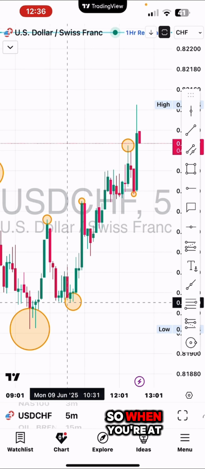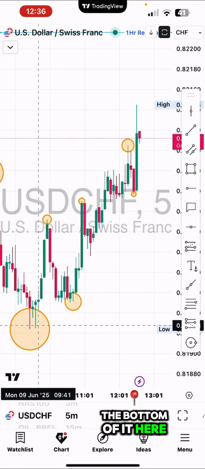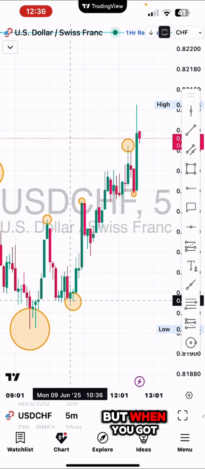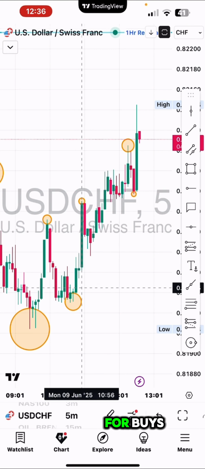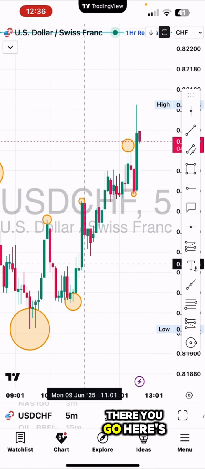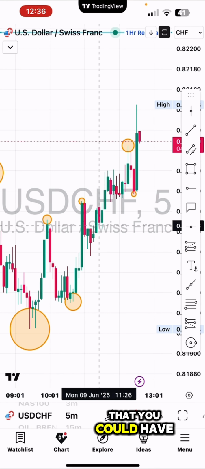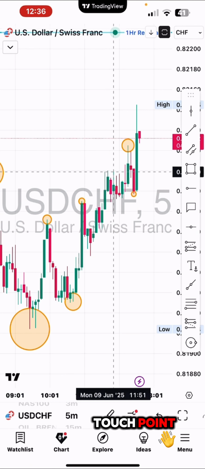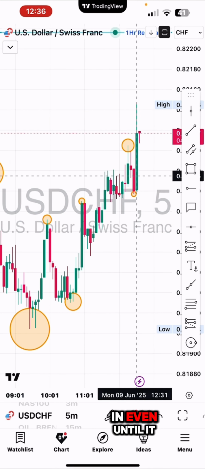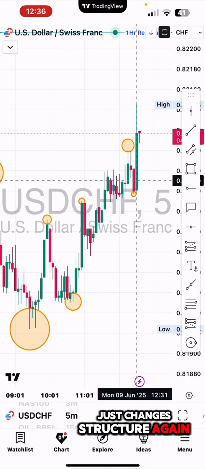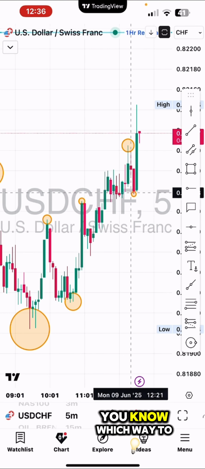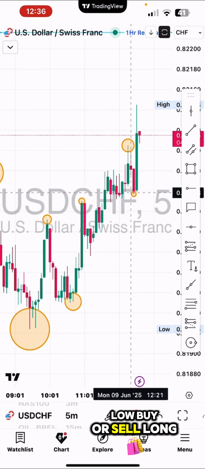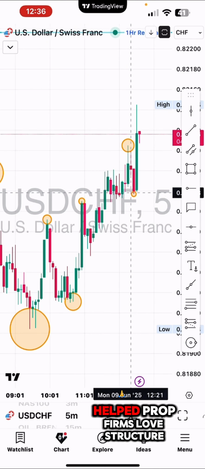So when you're at the bottom of it here, obviously you wouldn't know at the first one, but when you got to here now you want to be looking for buys. There you go. Here's another one that you could have taken up to the next structure point, or you could stay in even until it just changes structure again. And this is how you know which way to be going, whether it's high or low, buy or sell, long or short. I hope this has helped.